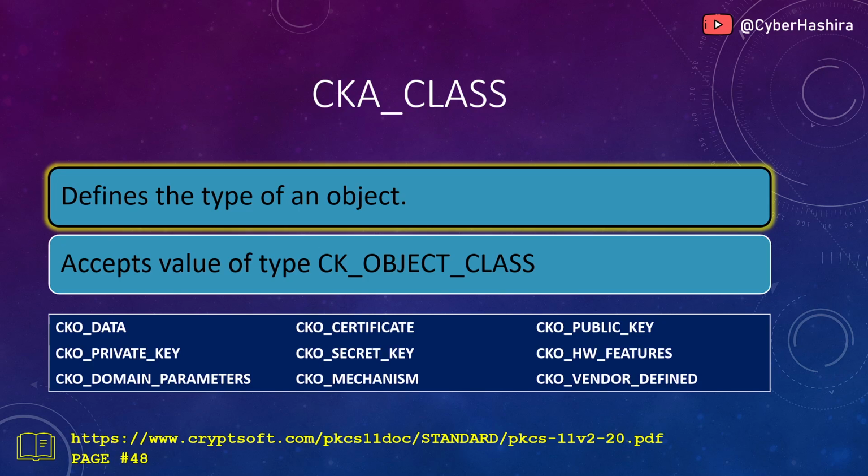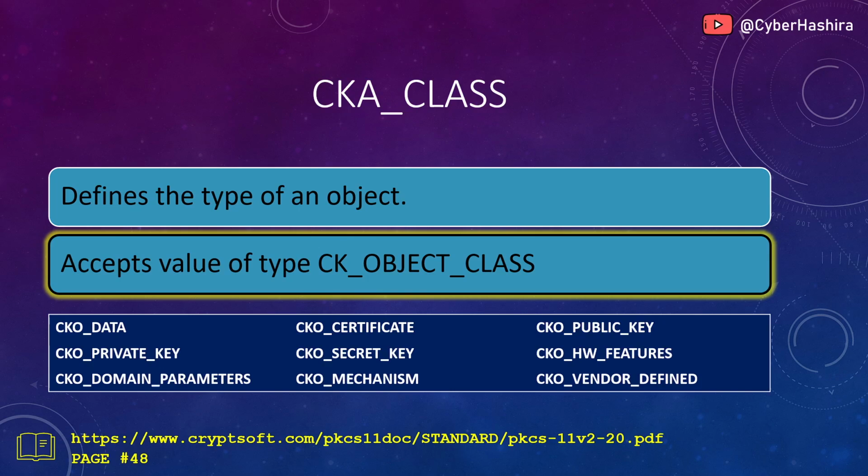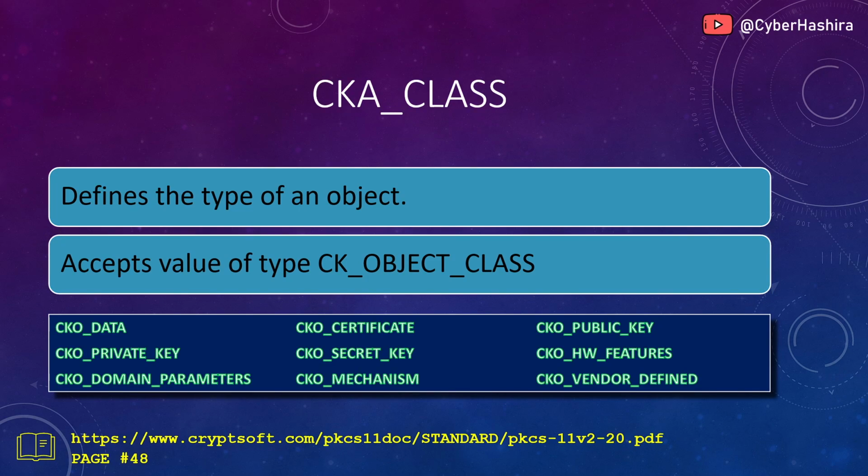Next attribute is CKA class. It defines the type of an object. Detailed information about CKA class can be found on page 48. CKA class accepts a value of type CK_OBJECT_CLASS, which is an unsigned long data type. And these are the class types in PKCS 11. I'm sure some of them may sound familiar to you, like CKO certificate, CKO public key, CKO private key, and CKO secret key. Now, here's an example.